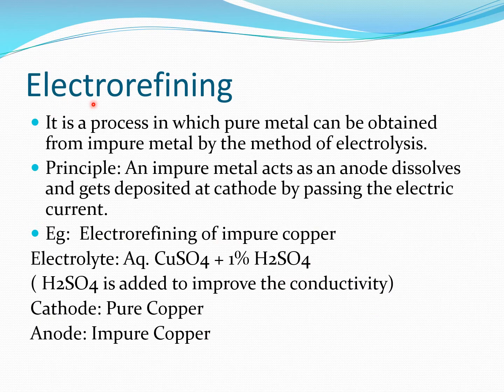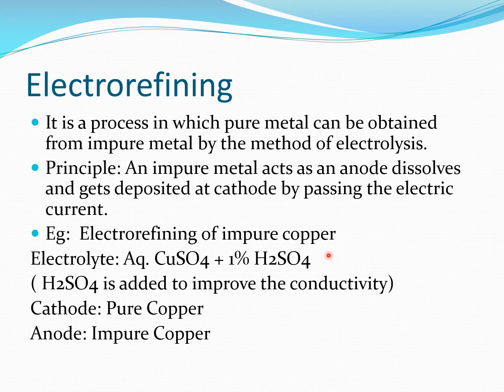Here is the second application of electrolysis, that is electrorefining. Electrorefining is a process in which pure metal can be obtained from impure metal by the method of electrolysis. Principle of electrorefining: an impure metal acts as an anode that dissolves and gets deposited at the cathode by passing the electric current. Under electrorefining, we are going to study the example electrorefining of impure copper.